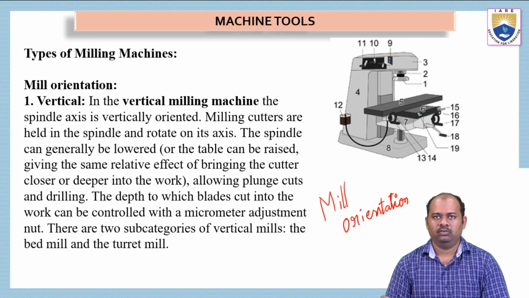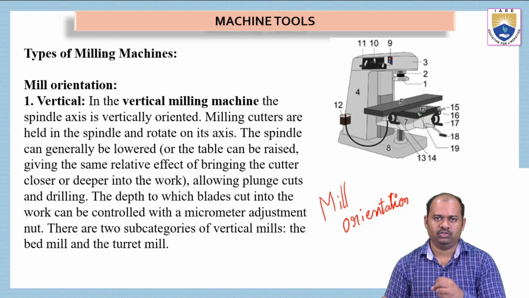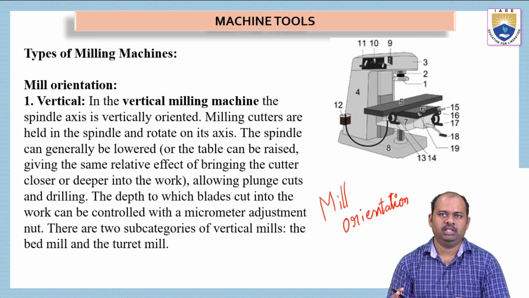There are two types of orientations possible: vertical milling machine and horizontal milling machine. In vertical milling machine, we have a vertical arrangement. The tool, the workpiece, etc. are arranged in a vertical fashion. Whereas in horizontal milling machine, everything is aligned in the horizontal fashion. So let us see what is a vertical milling machine. And we have a picture here.